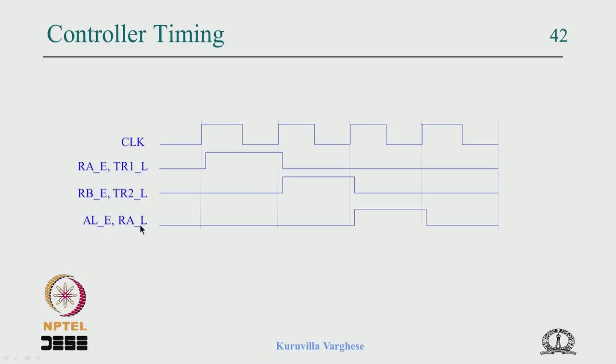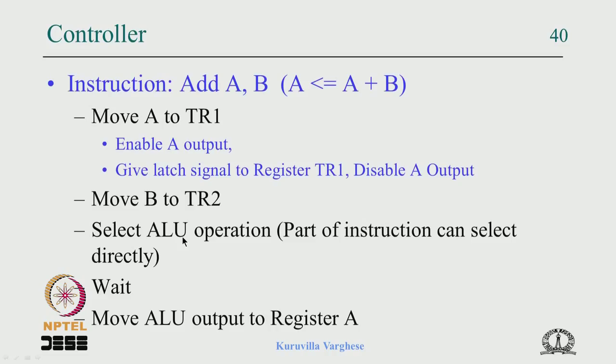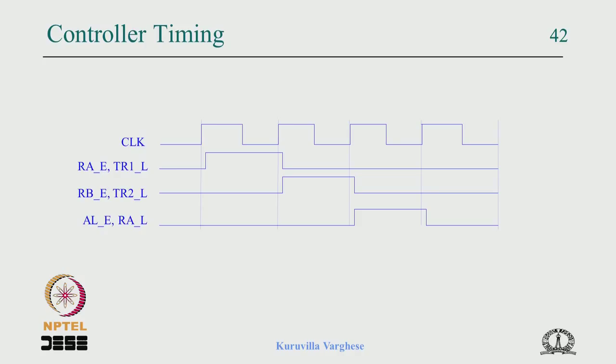And the ALU is enabled, and that data is coming here and gets latched to A, and it is disabled. So this scheme achieves the operation of the instruction ADD A comma B. Now, of course, there are other instructions. You can imagine ADD B C, ADD A B, everything is the same, so all that can be easily captured by this behavior. Maybe SUBTRACT, again things are the same, only the subtract operation is different.